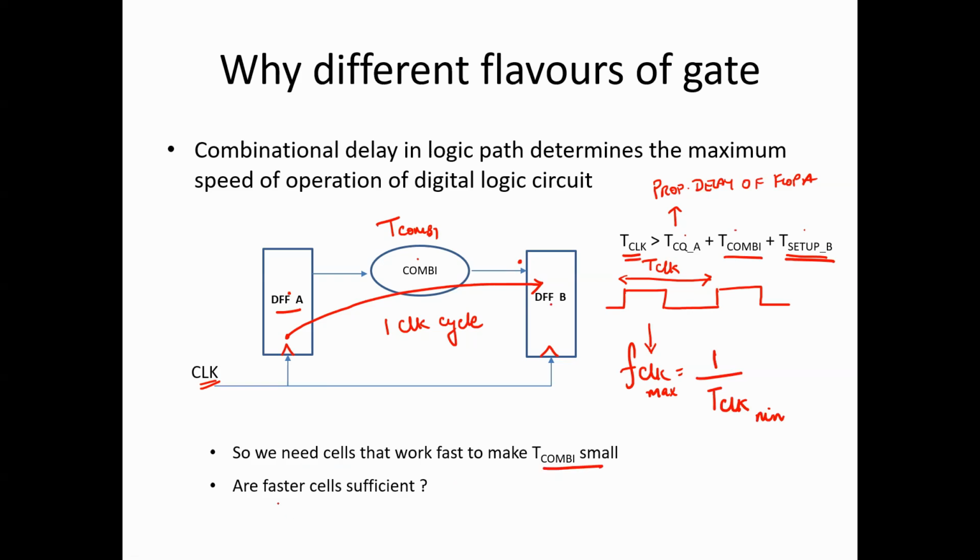So are faster cells sufficient? That means I should have only faster cells in my .lib. Why do I have slow and medium cells in my .lib? That is the natural question. Correct? Let's look at that.